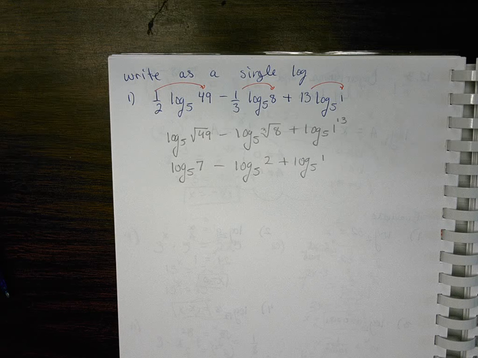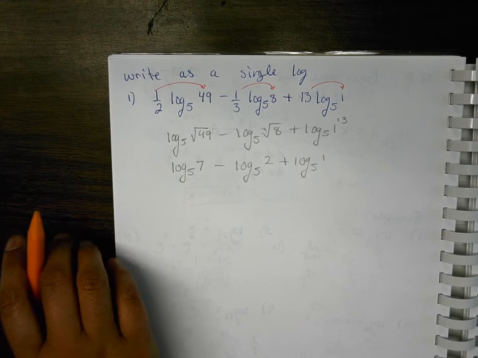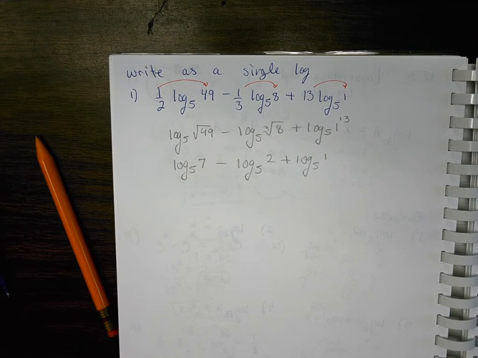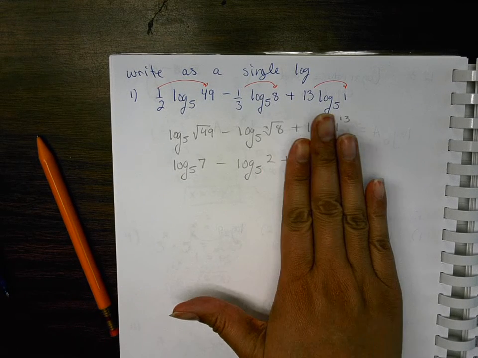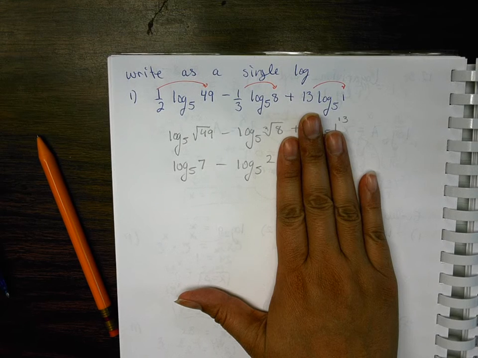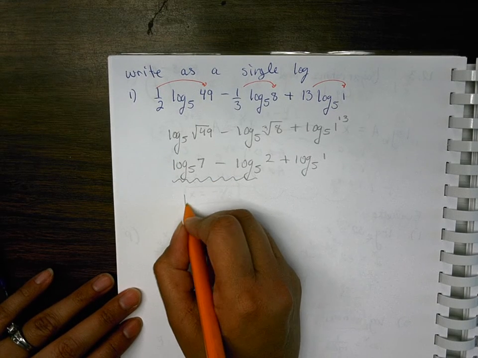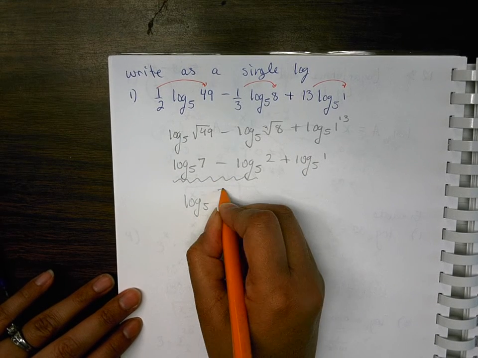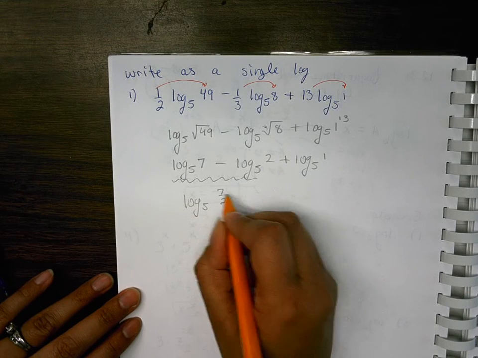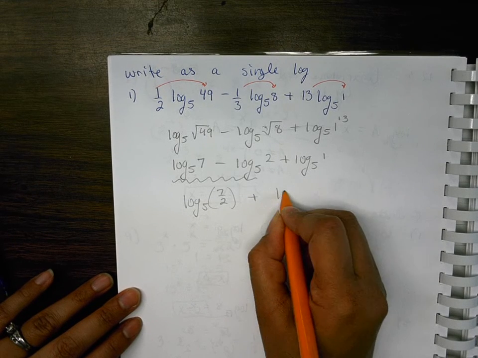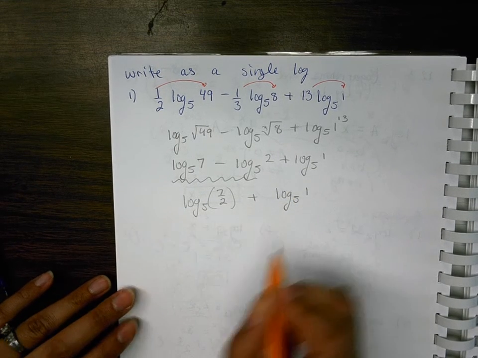All right. How do we rewrite this? Let's go from left to right. Do those two have the same base? Yeah. All right, when I rewrite it, 7 divided by 2 or 7 times 2? Okay, so log base 5 of 7/2 plus log base 5 of 1.